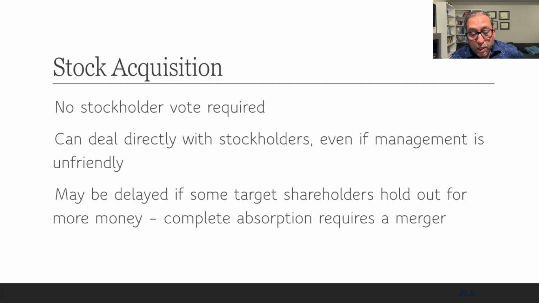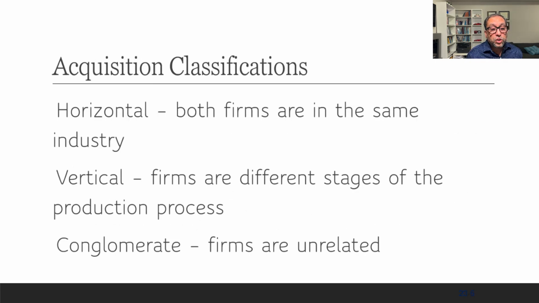Complete absorption requires a merger. There is a possibility that this process takes more time, as we have to buy and some stockholders are not ready to sell. Acquisition classification: horizontal. It is possible that the acquired firms are horizontally merging. Both firms are in the same industry, like two auto manufacturers where one buys the other. So it's going to be the auto industry, horizontal, the same industry.